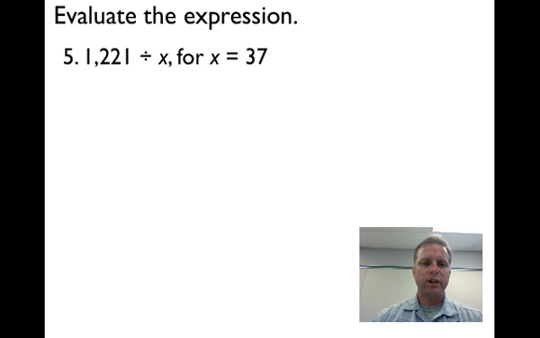Number 5, 1,221 divided by x, for x equal to 37.